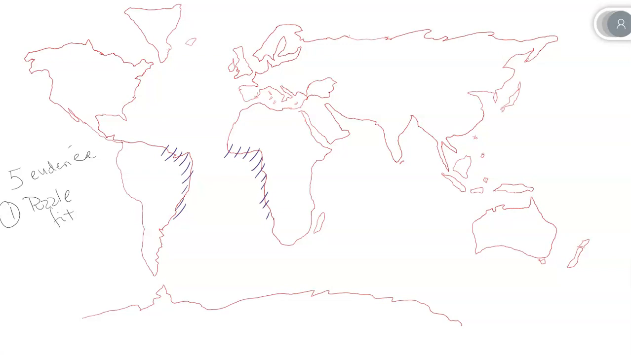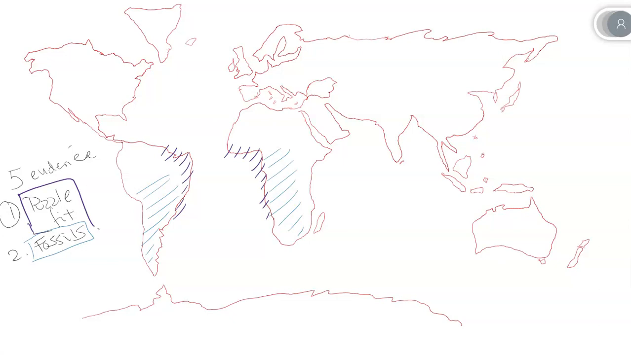Then we had the fossils, Mesosaurus and the Glossopteris plant, and those were in this area. The Mesosaurus was in this area here in southern South America, and also in Africa here. So put the blue box right there and purple box for the puzzle fit.